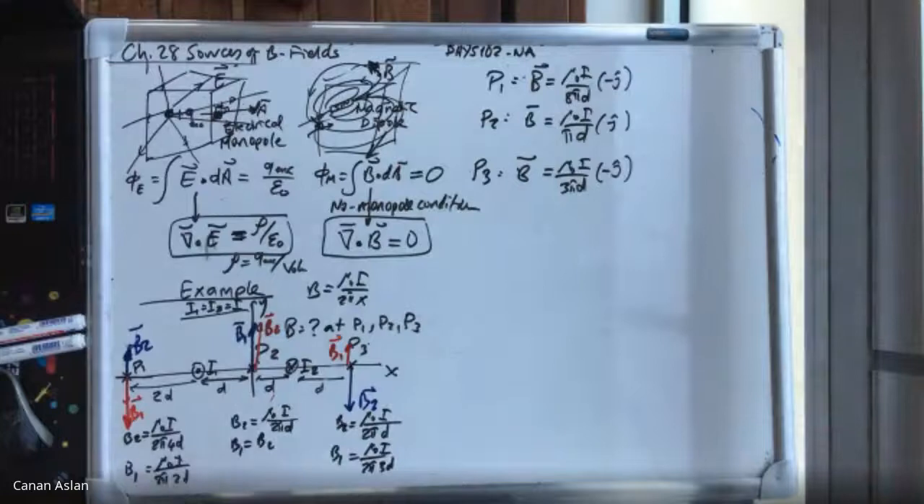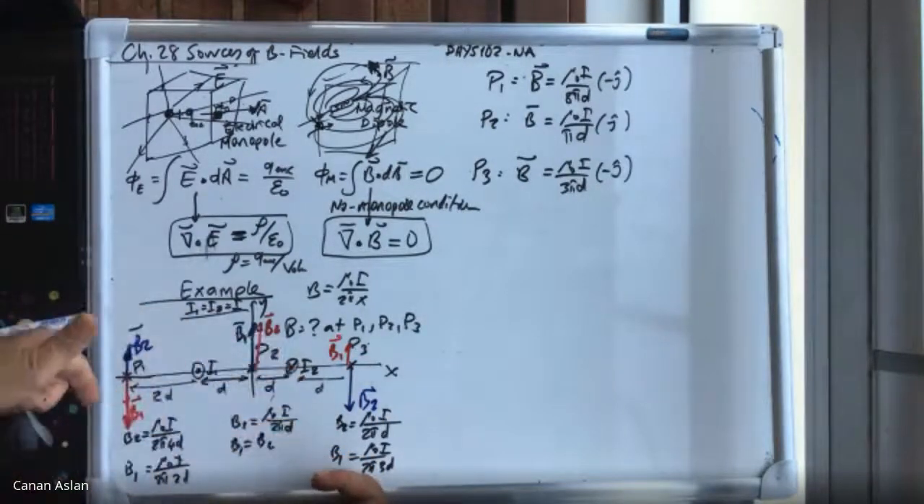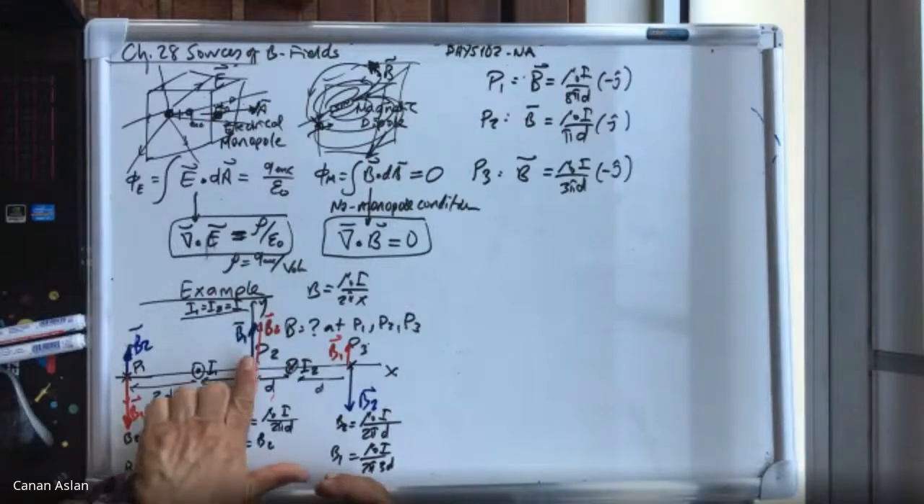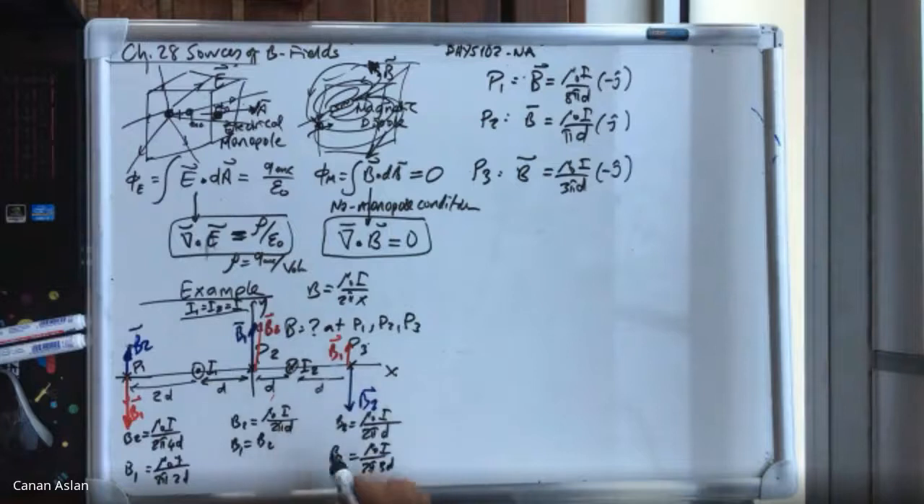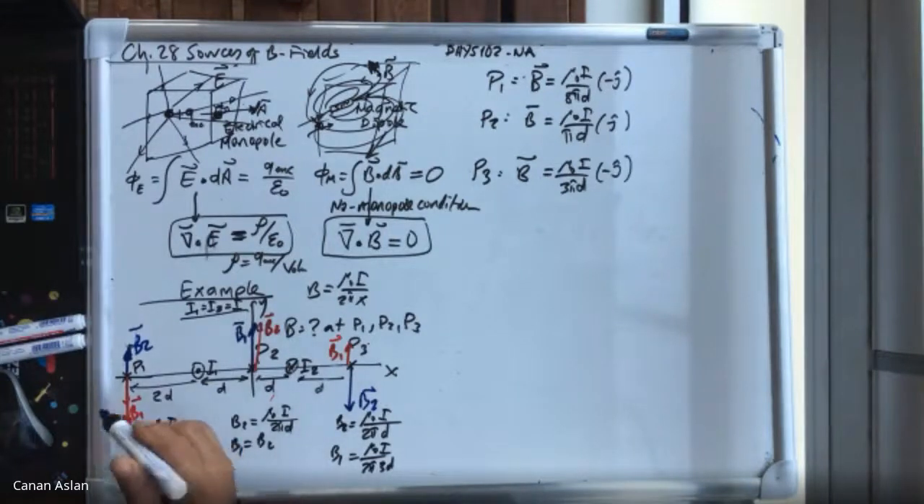So, as you see, on both sides of this current distribution, the magnetic field on the left is downward, the magnetic field in the center is upward, and the magnetic field on the right is going to be downward. Okay, so this is the example that we solved.